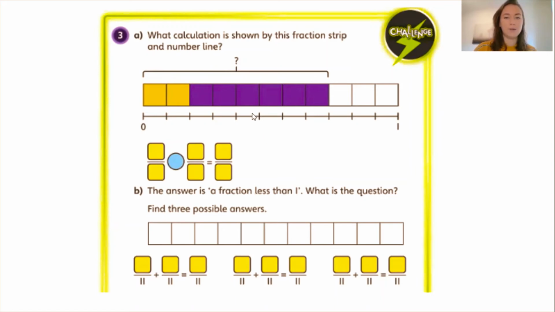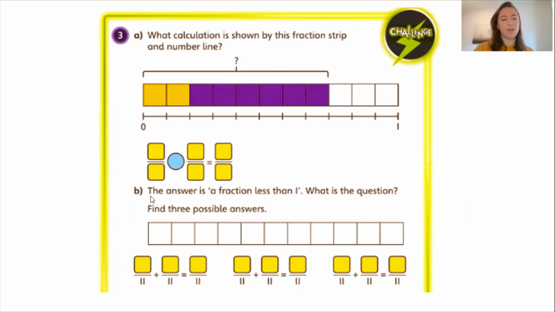I can see that it's been chopped up into 11 equal parts, so we'll be counting in 11ths. There are 2 yellow parts here, and then 1, 2, 3, 4, 5, 6 purple parts. So have a go. What does that show? You should write down that answer as a number sentence.